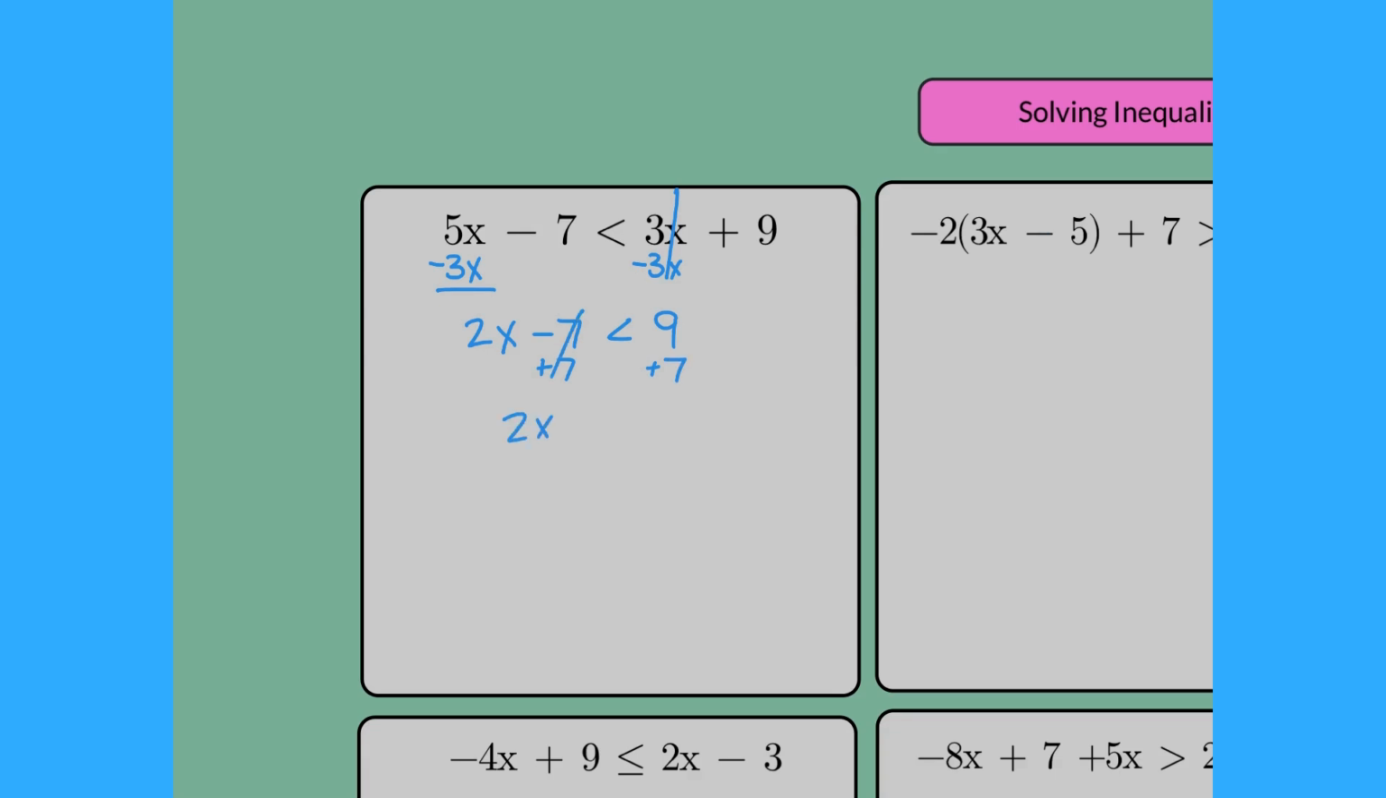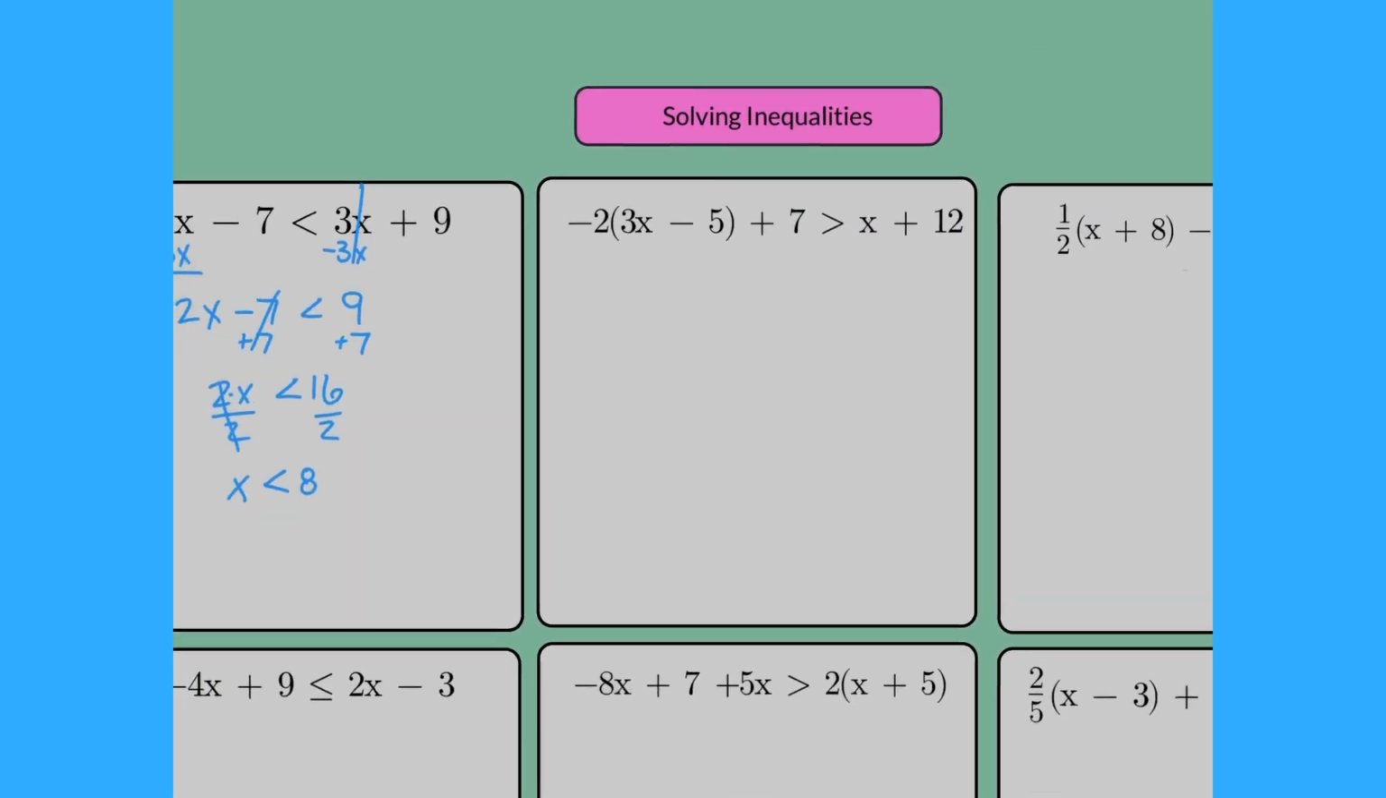So it's going to give me 2x is less than 16. And then the 2 is multiplying the x, so the opposite of multiplying is to divide both sides by 2. And even though I divided, I did not divide by a negative, so that sign's going to stay the same. And then 16 divided by 2 is 8.